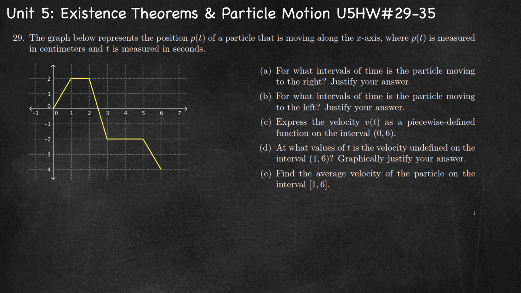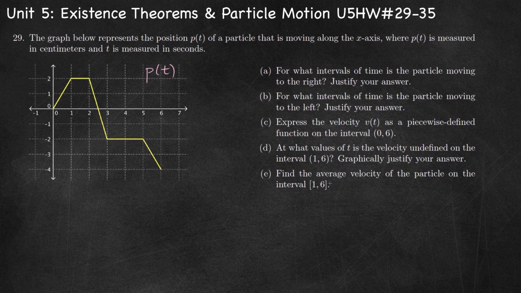Hello, in this video we'll be working through Unit 5 homework problems 29 through 35. For number 29, we're given the graph of the position function of a particle moving along the x-axis. So this is the graph of P of t, the position of the particle. And the position is measured in centimeters, t is measured in seconds. For what interval of time is the particle moving to the right?